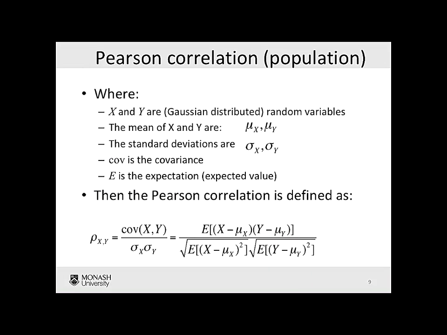So basically it's calculated like this. It's useful to have the equation, but most of the time we just calculate it using Excel or R. But this is basically the covariance of these two divided by the product of the standard deviations. We always have to know that this is the calculation, but this is for the population.